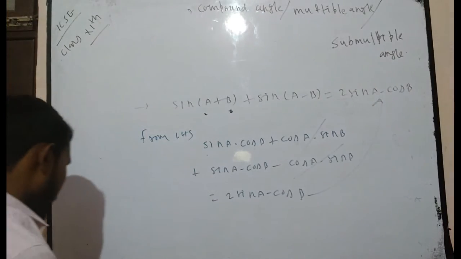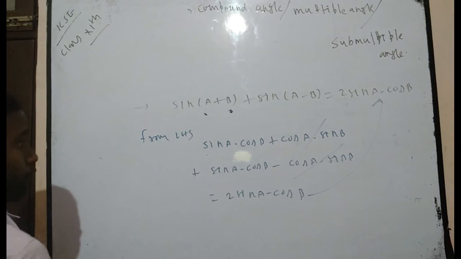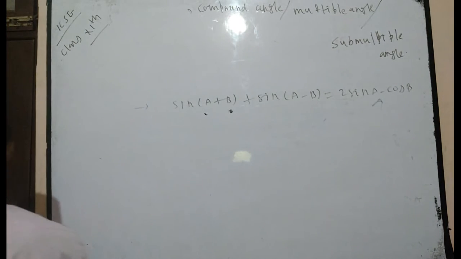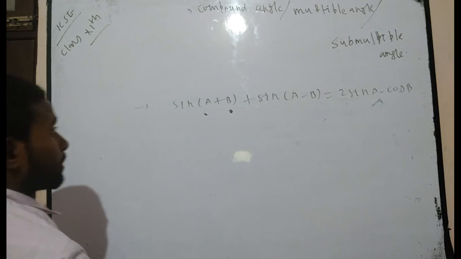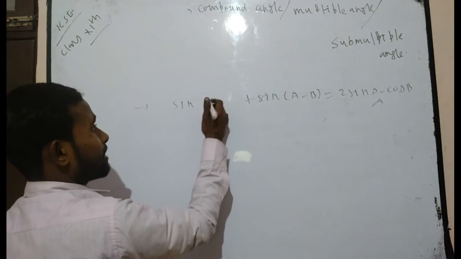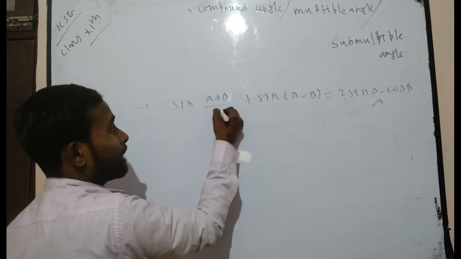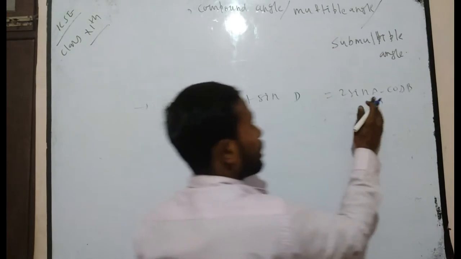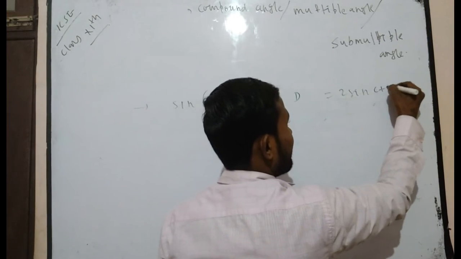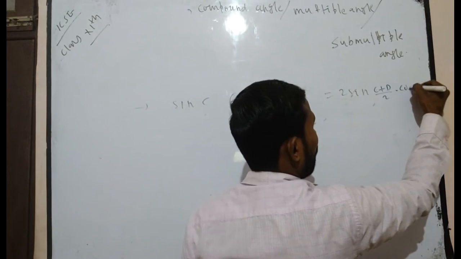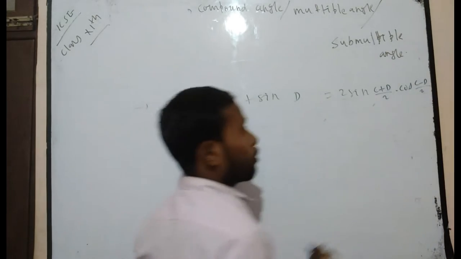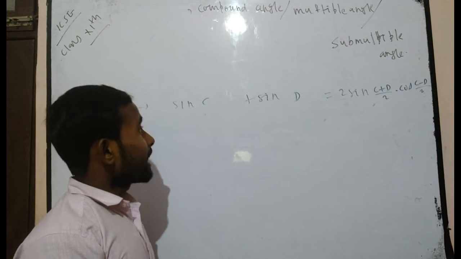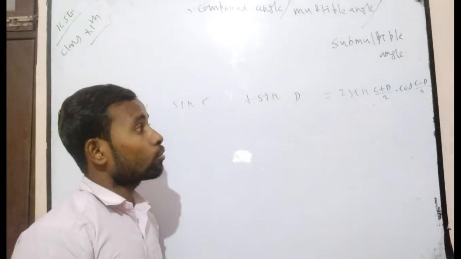If you want to prove another formula, sin C plus sin D is equal to 2 sin (C plus D) by 2 into cos (C minus D) by 2. How can you prove this formula? Sin C plus sin D is equal to 2 sin (C plus D) by 2 into cos (C minus D) by 2.